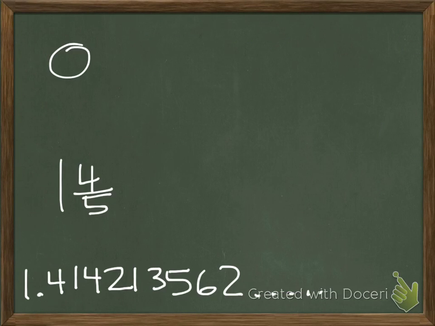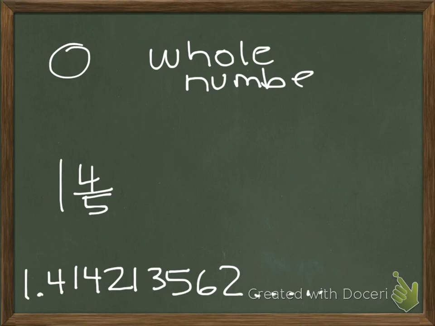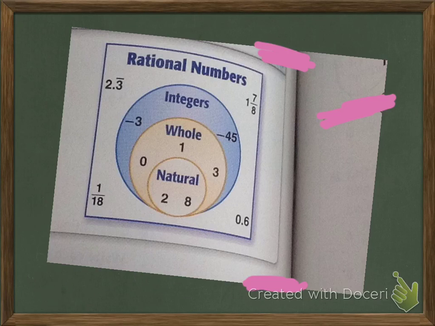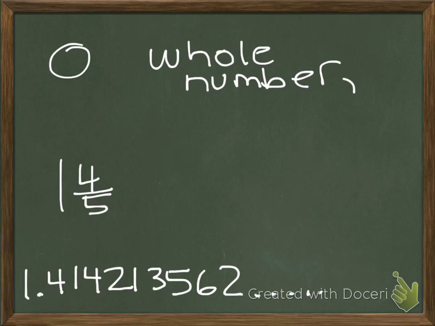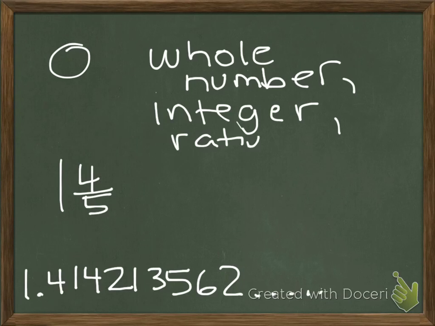So 0, we just talked about. 0 belongs to the whole numbers. And then how you can determine all of the sets, well, we can go backwards, and it's anything that's included with the whole numbers. So basically it's everything except for natural numbers. So it's a whole number, it can be considered an integer, and it can be considered a rational number.